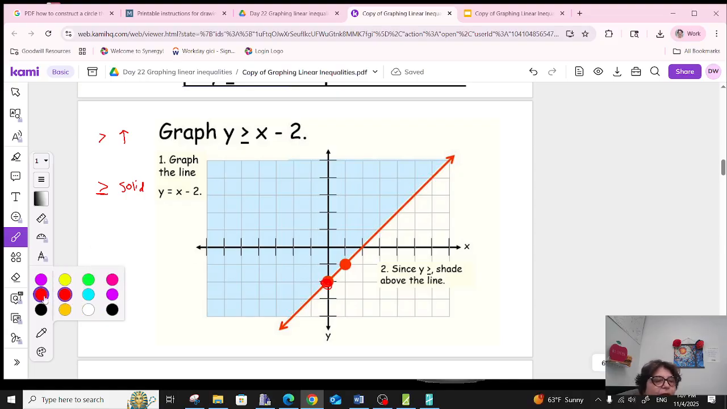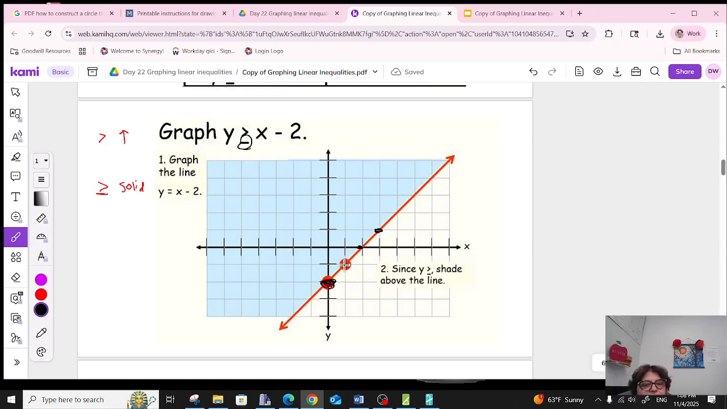Oh, it's red. I'm like, why isn't it making a dot? It was. I was drawing red over red and I couldn't see it. Sorry. And then I went up 1 over 1, up 1 over 1, right? But then I do a solid line since it has an equal to right here.